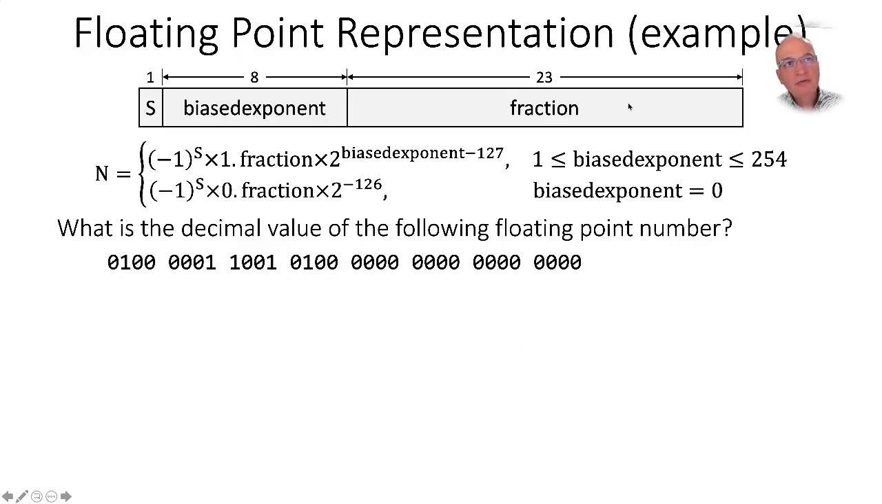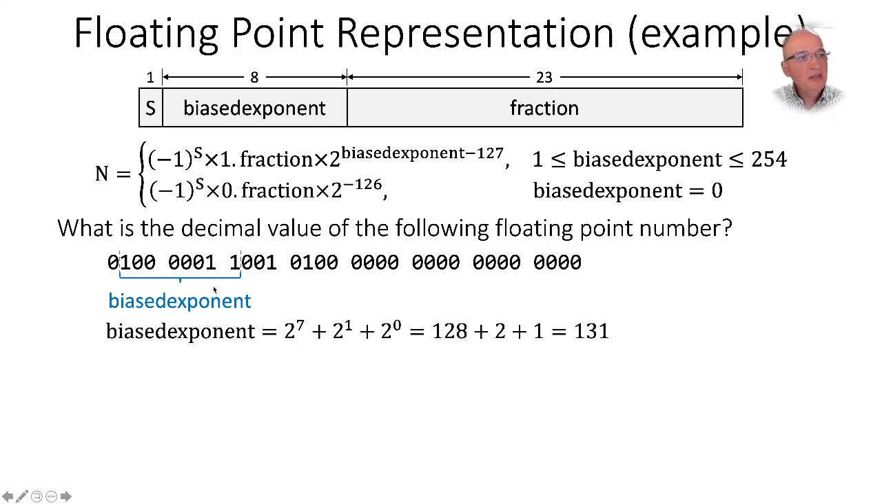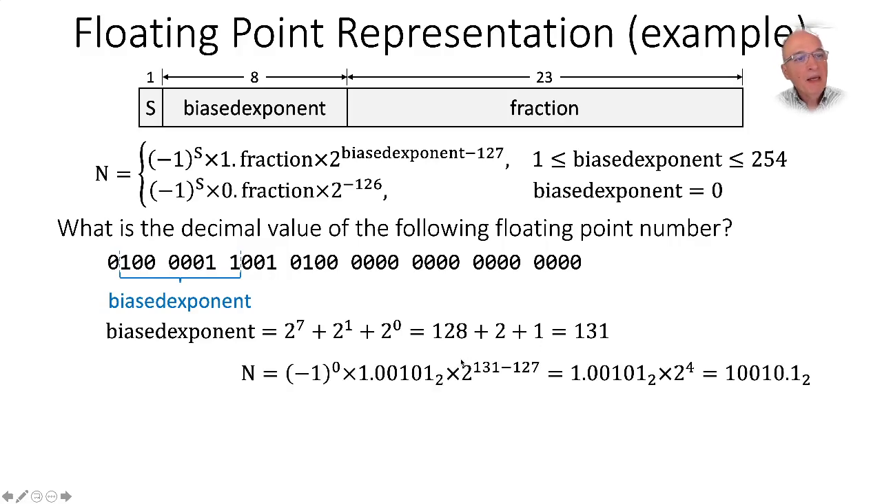So for the floating point representation, here is another example: what is the decimal value of the following floating point number? Again, I have to take the bias exponent. The bias exponent will be, in this case, 2 to the 7 plus 2 to the 1 plus 2 to the 0. So 128 plus 2 plus 1, which is 131. And my fraction is 00101. So I have 00101 here.